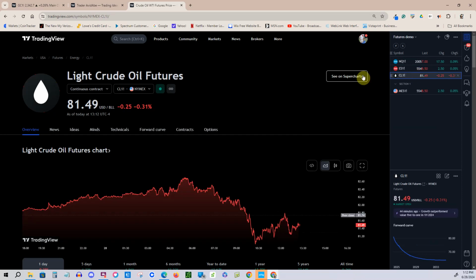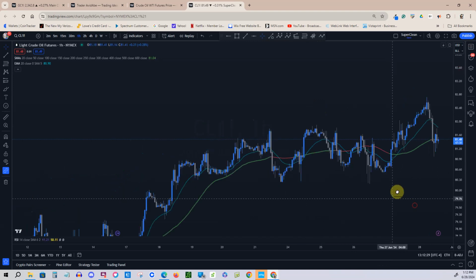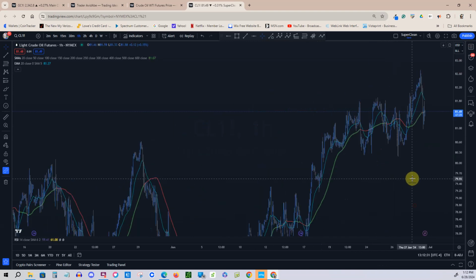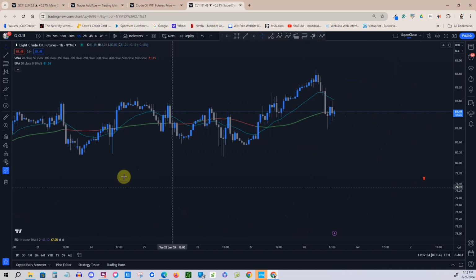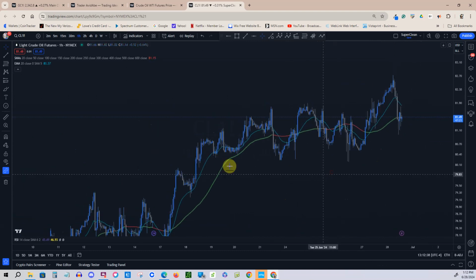And then I do trade crude oil as well. So let's take a look at crude oil. This is what the charts are going to look like, and again, we'll talk more about how to decipher these and make decisions on when and where to enter a trade.